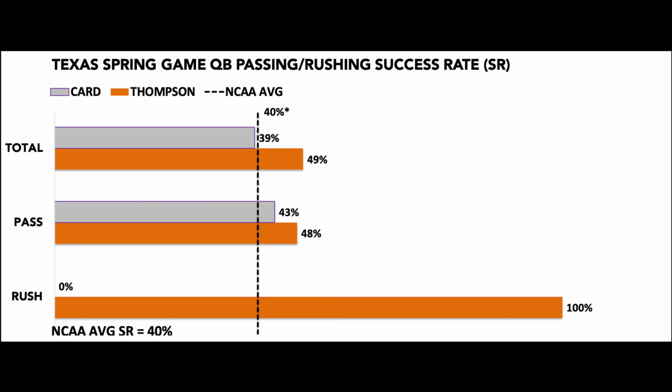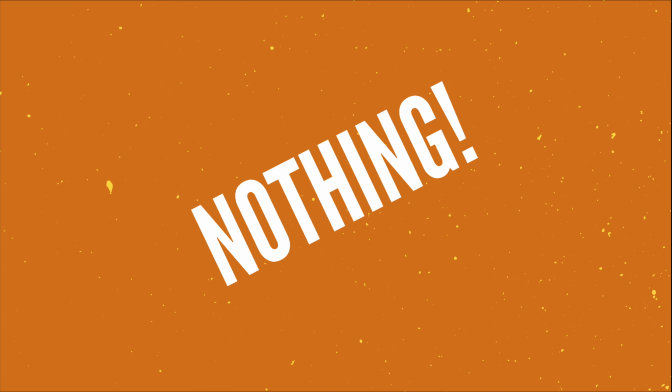All right, but guys, what does this mean? It means that the total success rate for Casey Thompson is around 49%, and the total success rate for Hudson Card was at 39%. This means absolutely nothing, people. Don't get in a frenzy about this.